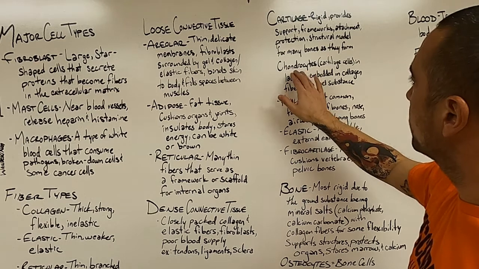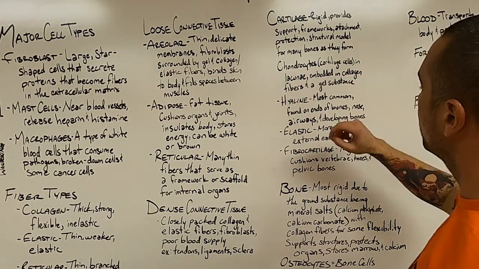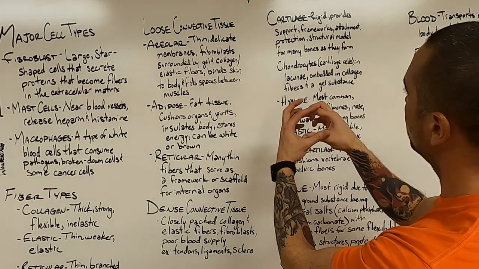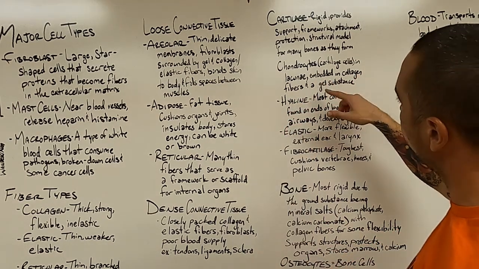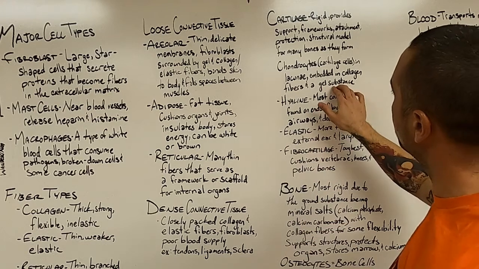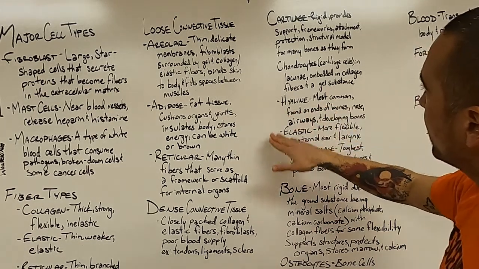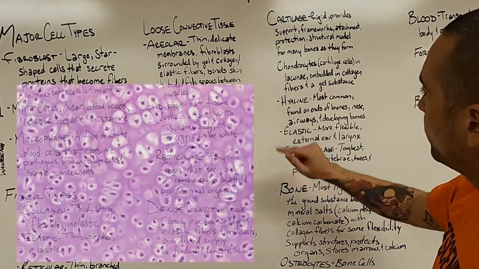Chondrocytes is the technical term for cartilage cells. They exist in open spaces called lacunae. Those lacunae are embedded in collagen fibers crisscrossing and then a gel substance. There are three types of cartilage. Hyaline is the most common.